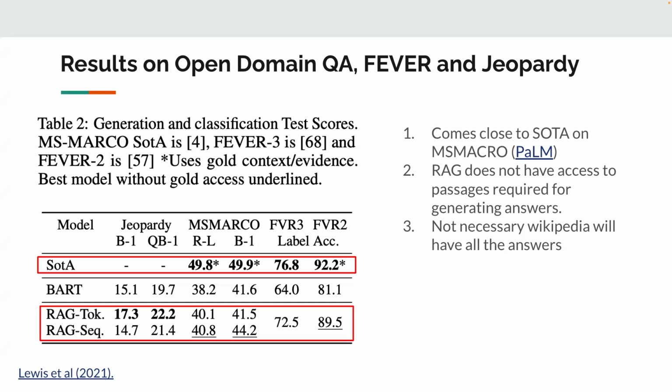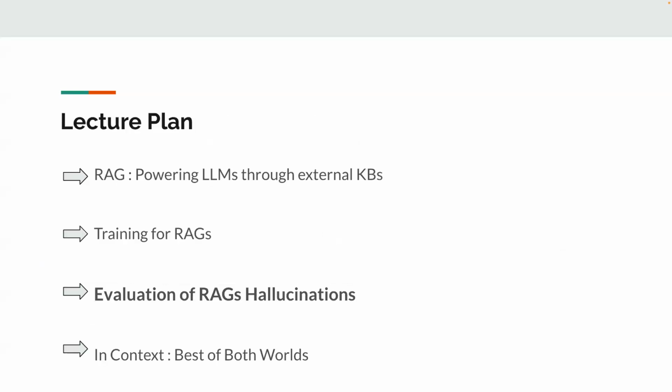Is point two because of point three? Yes, RAG does not have access... No, these are different things. These people specifically remove the context while training RAG models, because if you have the context, that defeats the whole purpose of retrieval, right? And then there's an additional point: it might be possible that Wikipedia doesn't have context at all for that question. Okay, that was the RAG model.